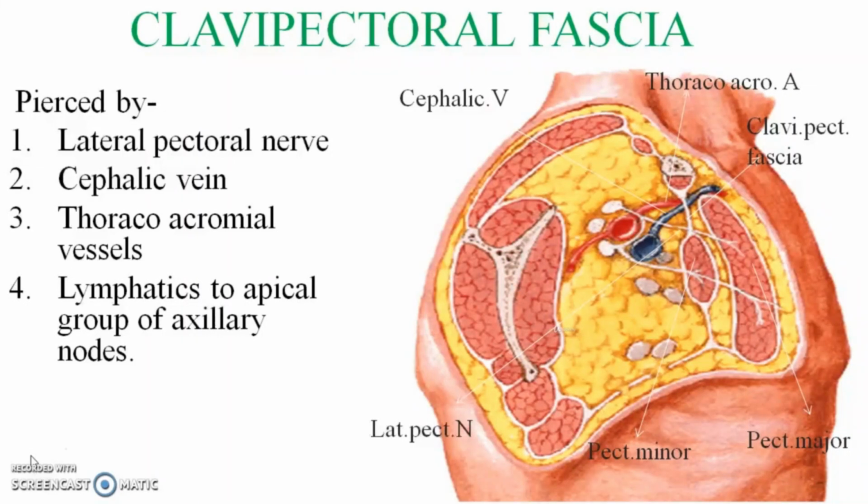So the nerve is the lateral pectoral nerve, the artery is the thoracoacromial artery, the vein we will call the cephalic vein, and then lymphatics to the apical group of axillary nodes. So that's all about clavipectoral fascia you have to know. And to trace the clavipectoral fascia, we can make a simple basic picture to remember it very easily.